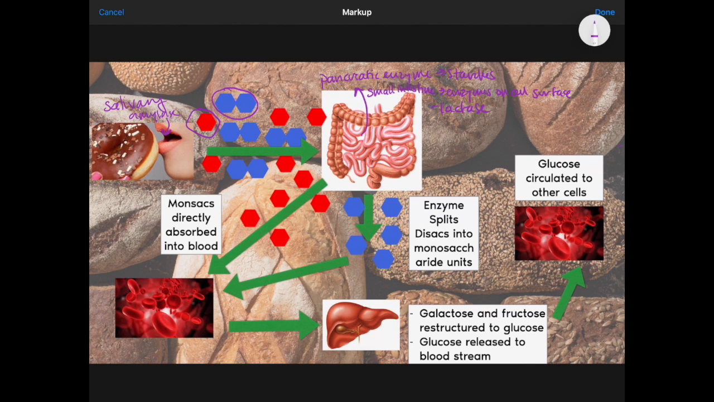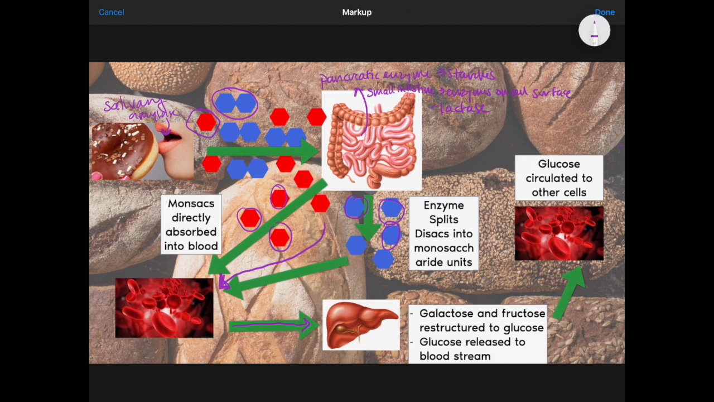But once you have the monosaccharide units, either from the donut itself or from digesting the disaccharides and the starches, those monosaccharide units are directly absorbed into the blood. From there, they can flow to the liver, and in the liver, the glucose is good to go. It will be released again back to the blood to circulate to other cells for energy.